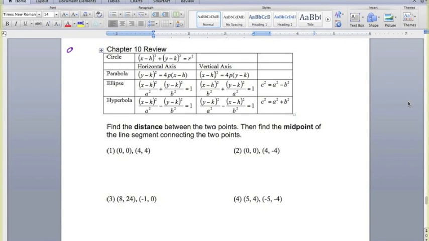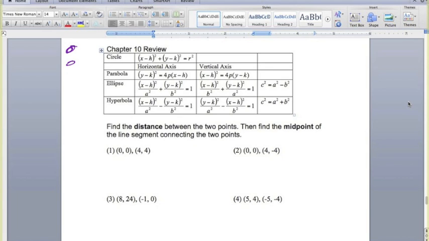Today we are going to review what we've learned about conic sections. At the top of the review, you'll see a chart. It's the same chart that was in the last couple homework assignments, and that chart will be on the top of your test as well. The first group of problems ask us to do two things. They want us to find the distance between the 2 points and then to find the midpoint of the point.